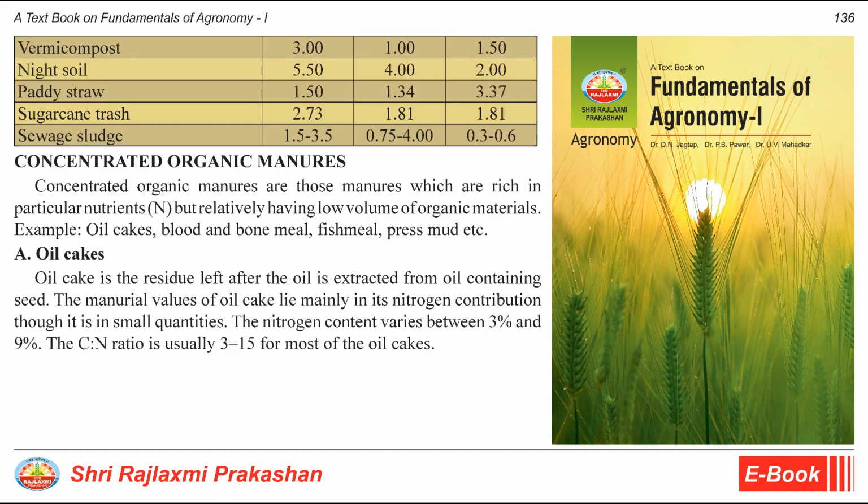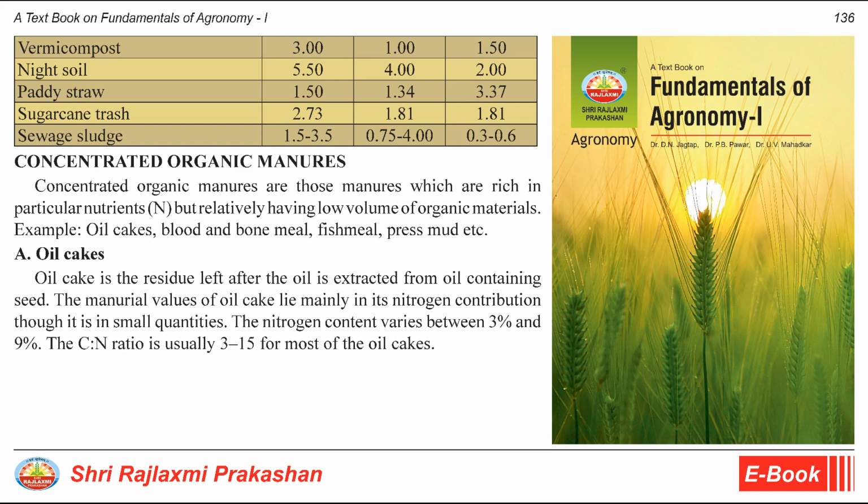Manure number 16, vermicompost. Percentage composition of N 3.00%, P2O5 1%, K2O 1.50%. Manure number 17, night soil. Percentage composition of N 5.50%, P2O5 4.00%, K2O 2.00%. Manure number 18, paddy straw.